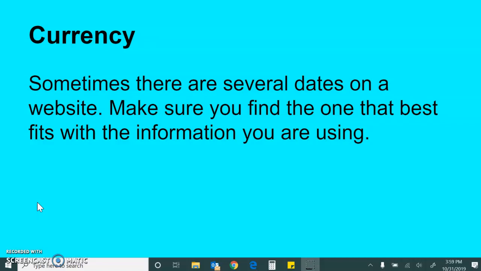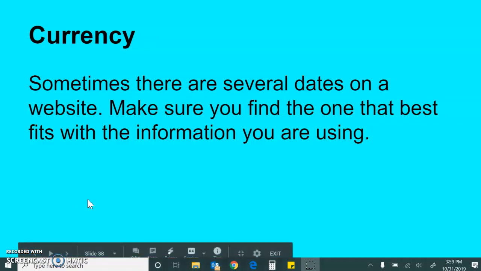Also with currency, if there's no specific date listed, we can look at the information itself and see if it matches with information from other sources that we have that does have dates. So that can help us determine currency even if there's not a date on the article itself.